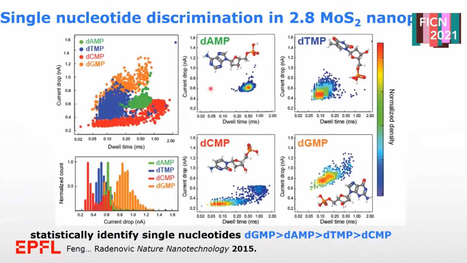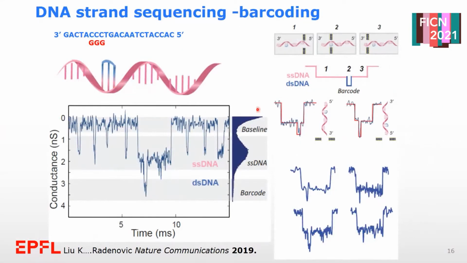So using this platform, we can identify single nucleotides, and this was demonstrated in my lab back in 2015. But what is taking us still a long time is to really transition from single nucleotide differentiation to real DNA strand sequencing. On our way towards that application, we have also examined different roads, and one is to see if we can see a barcoded DNA.